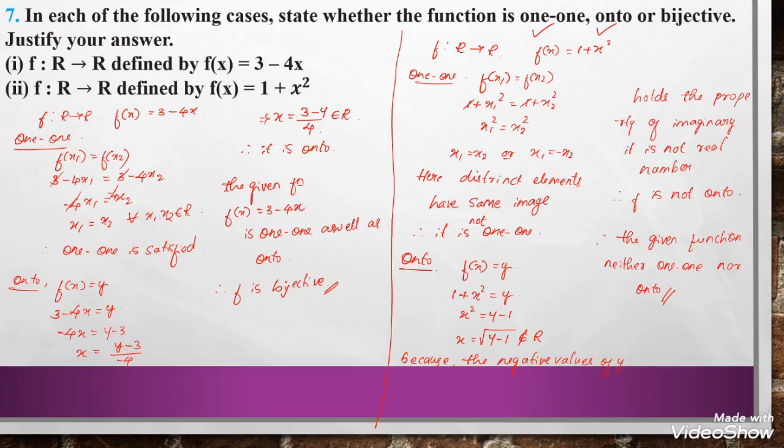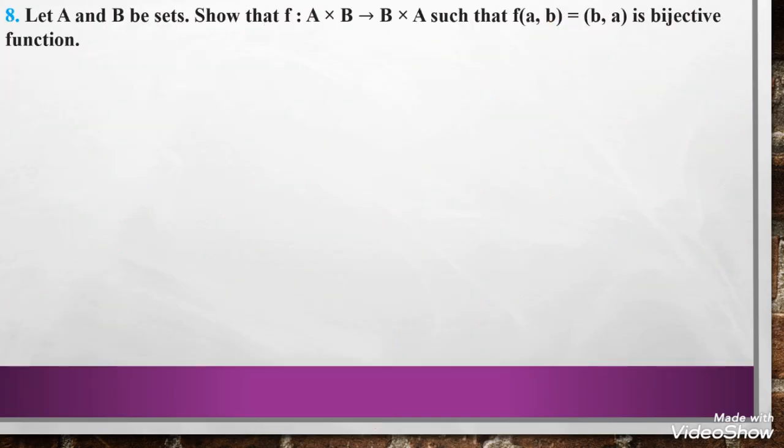Now let us move on to the next question. Question number 8. Let A and B be sets. Show that the function from A cross B to B cross A, such that the function of a, b is equal to b, a, is a bijective function. Okay, this is the theory based question. You have to solve this. This is the homework for you all.